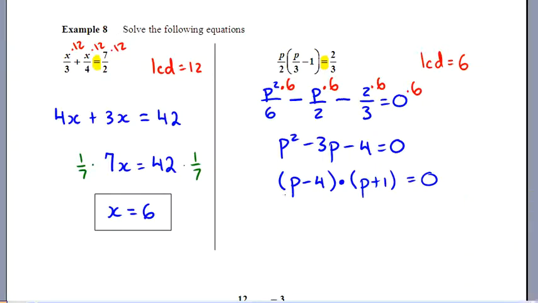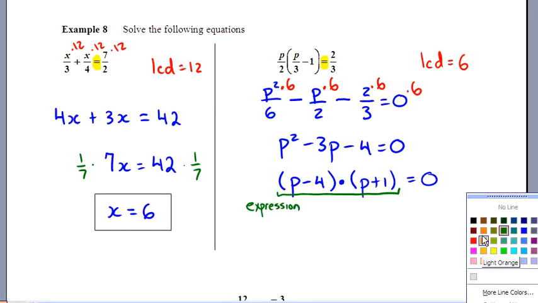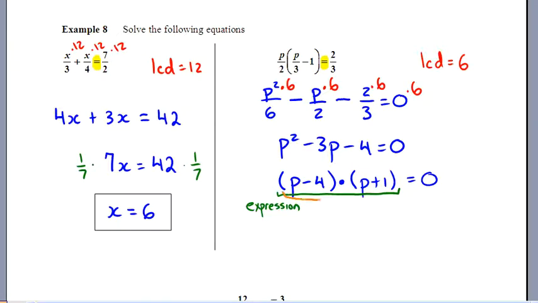Just pointing out this, just that, without the equal sign and the 0, that's an expression. But if I take the whole thing, okay, that's an equation.